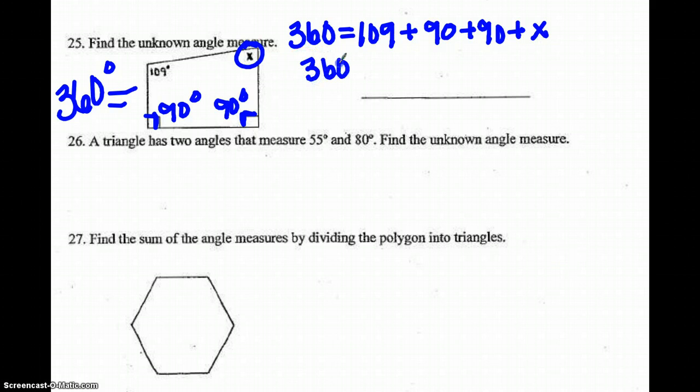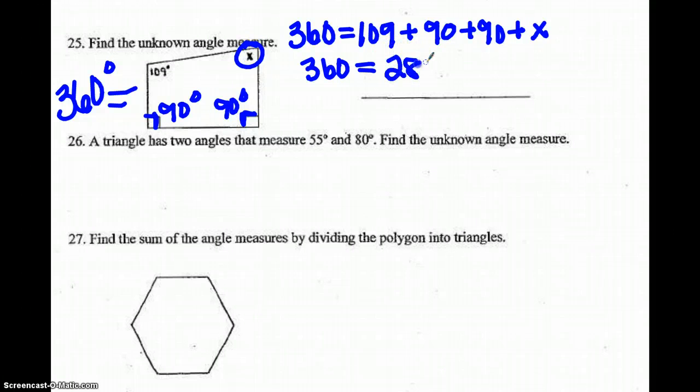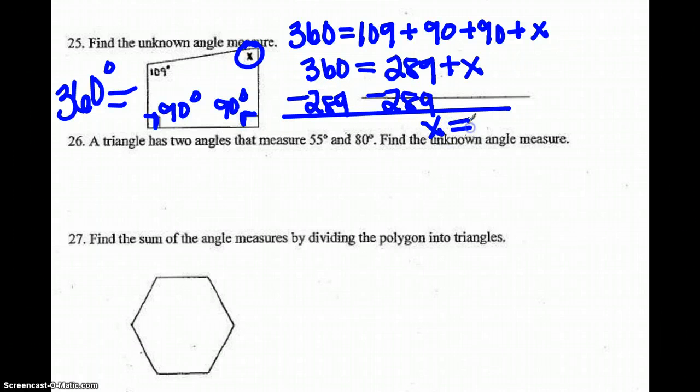So then 360 degrees, 109 plus 180 is 289 plus x equals 360. So then I need to find x, I need to subtract 289 from both sides. Okay, and I'm left with x is equal to 71 degrees.